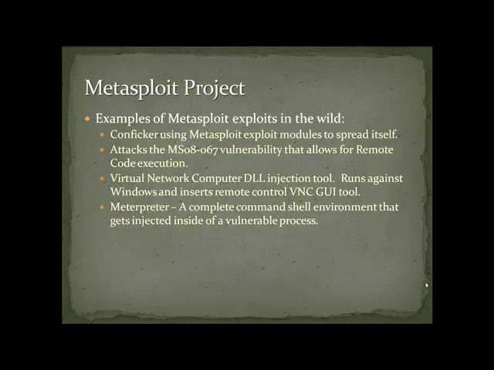Some examples of MetaSploit exploits in the wild recently. The Conficker worm used MetaSploit modules to spread itself. It attacked the MS08-067 vulnerability that is used to detect Windows version information, service pack information, and language information on the target OS. Several other examples of MetaSploit in the wild include the VNC remote control payload. This payload, which can be run against vulnerable Windows machines, inserts the remote GUI control tool VNC inside the attacked machine. The attacker can then remotely control the GUI across the network and do whatever he'd like.